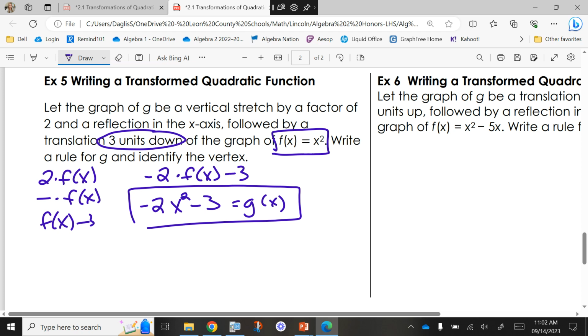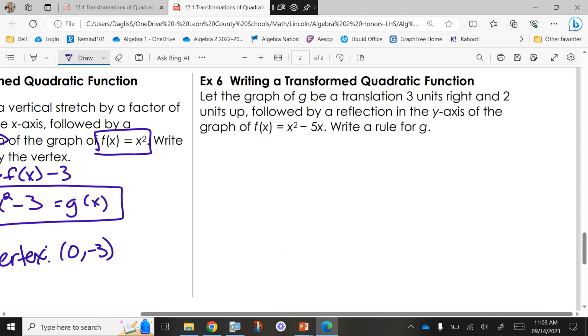There we go. So our vertex got moved down 3. So our new vertex is at 0, negative 3. Yes, no, maybe? Okay, y'all are quiet. Is it a lot to process? Brains are moving? Okay. You could use calculator to check if you wanted to. You don't have to with this one, but you could plug it in and see what happened to it.